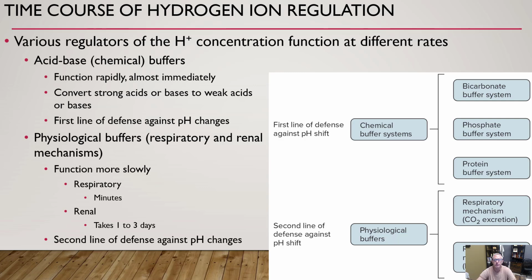All right, so what is the rate at which all these processes work? Remember that the chemical buffer system is our first line of defense, only because it happens very quickly. Those chemical buffer systems happen almost immediately. Remember that double arrow: depending on what the body needs, it happens very quickly. We can convert strong acids or strong bases to weak acids or weak bases pretty much immediately.